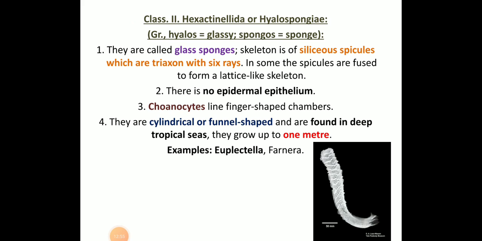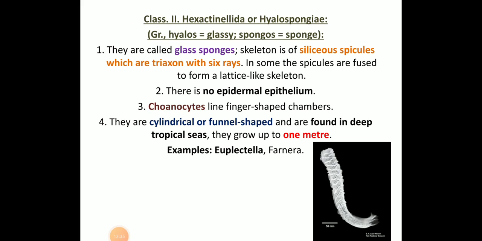So silica is somewhat transparent, and hence they appear glassy or white in color. These glassy sponges or Hexactinellida are made up of siliceous spicules which are triaxon. Tri means 3, with 6 rays. Triaxon, 3 pointed spicules are there, but they are arranged side by side. So 3 plus 3, 6. So it is called Hexactinellida. It is having 6 rays.